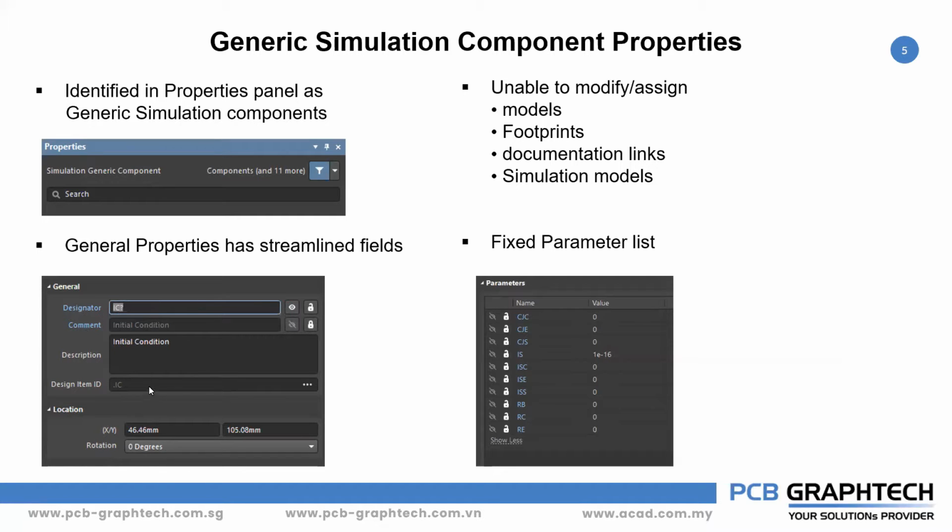So limited fields means it will not have the source where you're getting the library from. For example, Altium by default gives you, in the component panel, your miscellaneous devices and miscellaneous connector library. So there, if you go to the component, you can see the source. The source is from this library. But when you go for the generic simulation component, you will not see that field here.